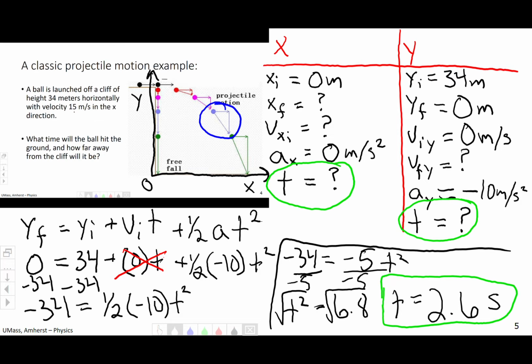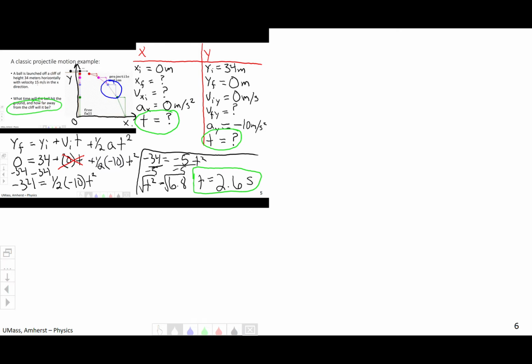Well, that gets us somewhere. What we really need to know, though, so we said, what time will the ball hit the ground? And that's what we just found here. How far away from the cliff will it be? That's the next question. So this is actually a lot simpler of a question than the first one. You might think that you need to use some kinematics equations, and you could if you wanted to, but it's a lot easier than that.